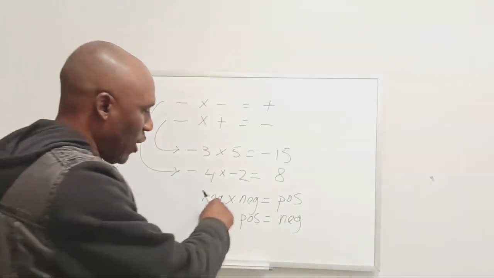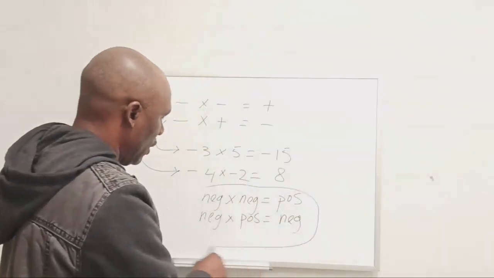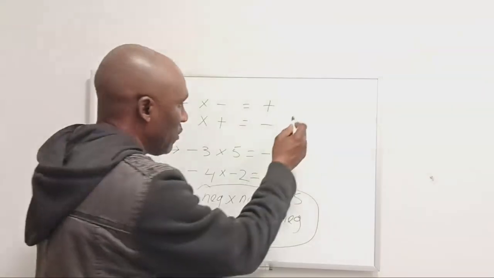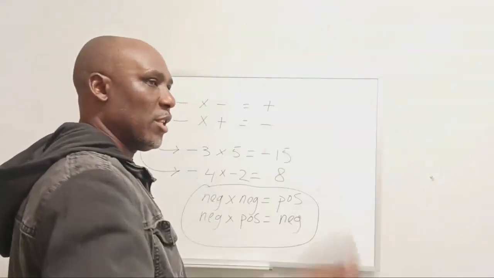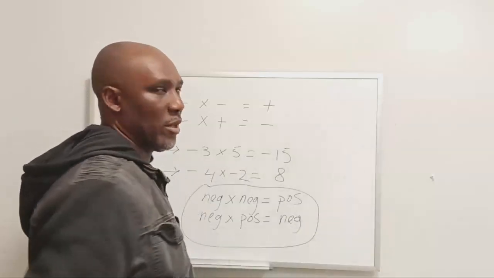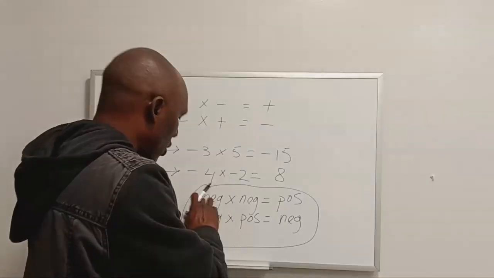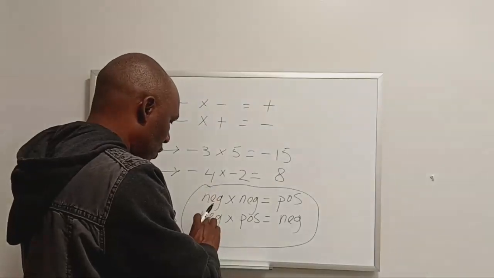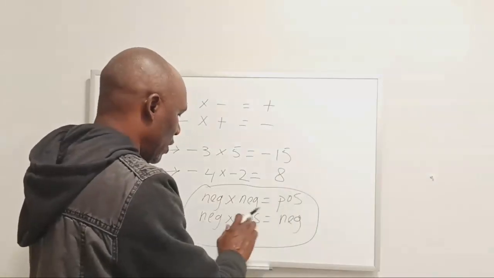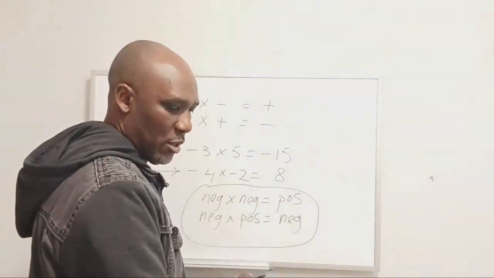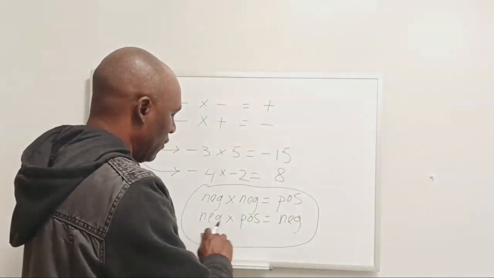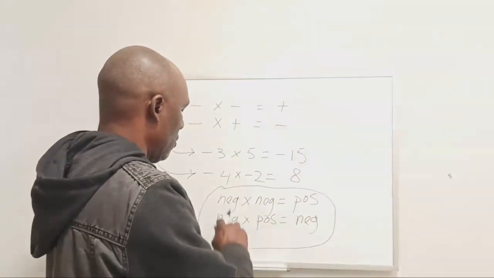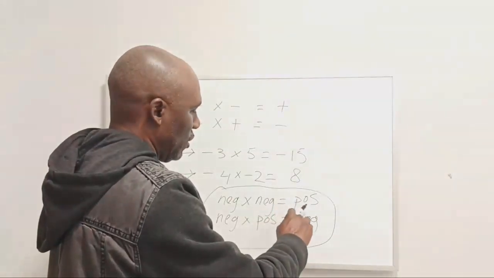So this is all you have to know in order to solve all of these things. As long as you see a negative number times another negative number, the answer is going to be positive. If you see a positive number times a negative number, or a negative number times a positive number, either way, if you change the places, it doesn't matter. The answer is going to be negative. So negative times positive is negative. Positive times negative is negative. But negative times negative is positive.